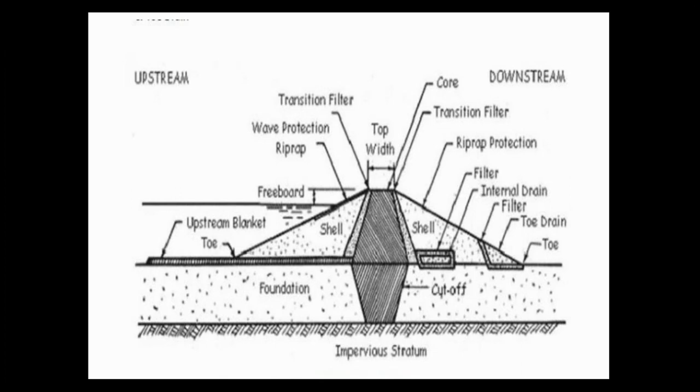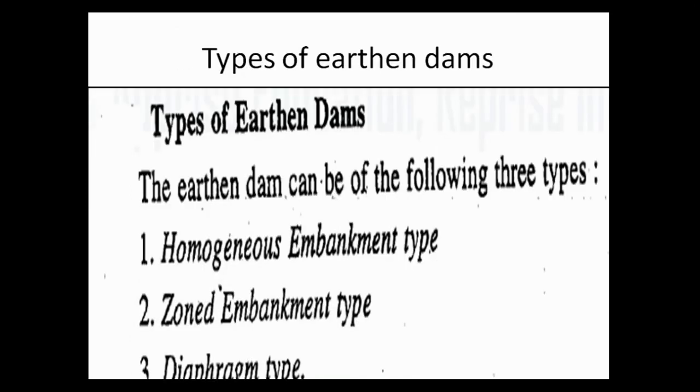And on the downstream side, at the bottom, we are providing the toe and toe drain. Here normally we are arresting the soil particles. When water seeps from this side, it will normally take the soil particles from the dam. So to avoid the movement of those soil particles, we are providing a filter here, so that the soil particles will not move. Now we'll see the types of earthen dam.